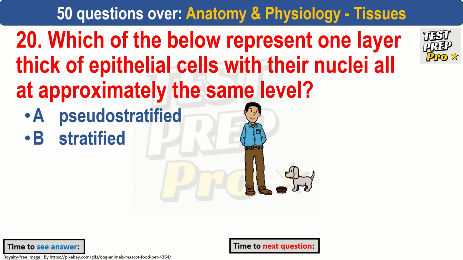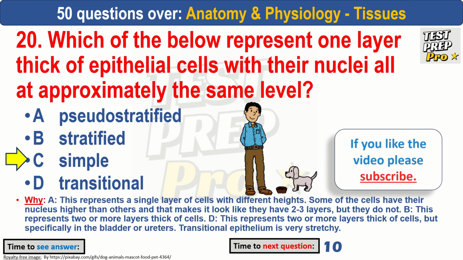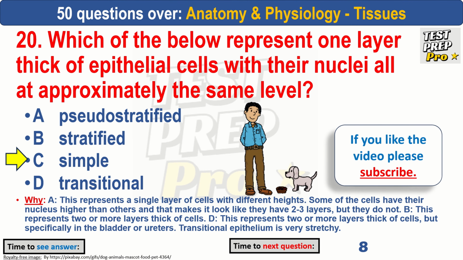Which of the below represent one layer thick of epithelial cells with their nuclei all at approximately the same level? Is it pseudostratified, stratified, simple, or transitional? The answer is simple. Pseudostratified are lots of cells, but nuclei are not at the same level. Some are high, some are low, and this is typically found in the inner lining of the trachea.